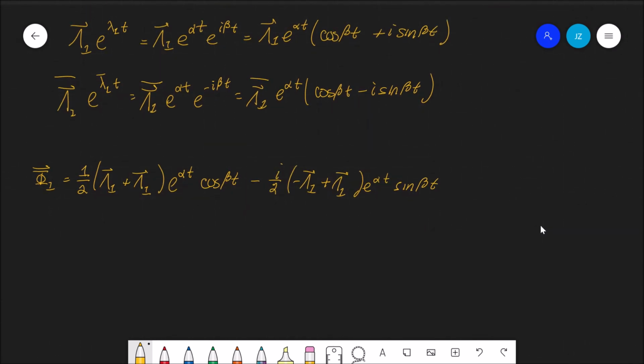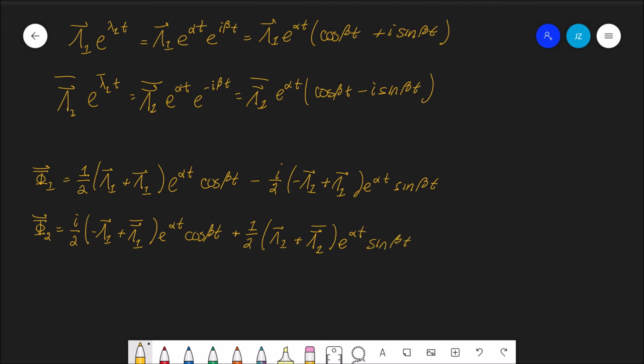And then phi2 would be i/2 times (negative lambda 1 plus the complex conjugate of lambda 1) e^(alpha t) cosine of beta t, plus a half (lambda 1 plus the complex conjugate of lambda 1) e^(alpha t) sine of beta t.